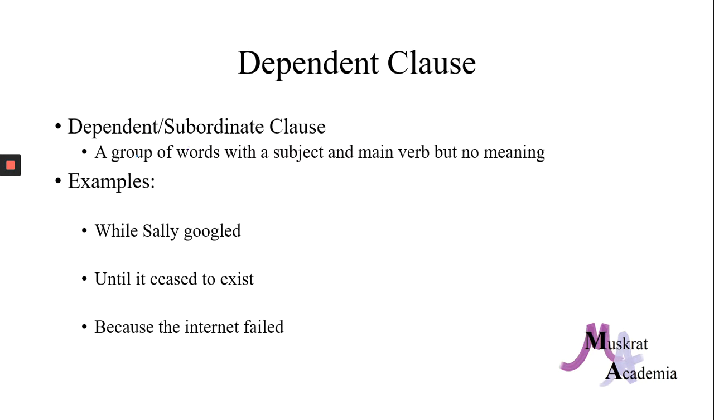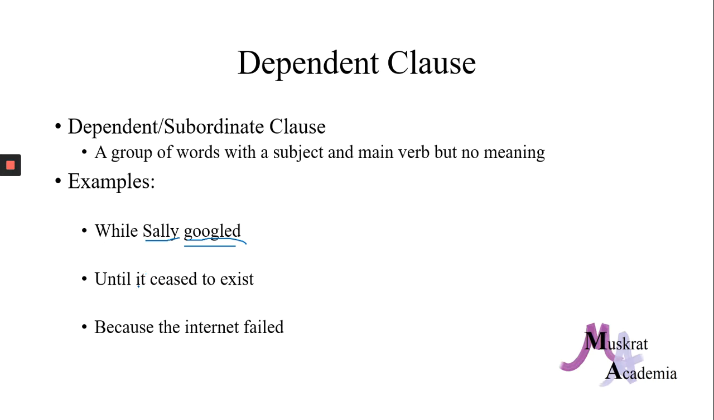So dependent clauses. A dependent or subordinate clause is a group of words with a subject and main verb, but no meaning. For example, while Sally Googled. What's our subject, Vortex? Sally. And our verb? Googled is correct. While Sally Googled. We know Sally, and we know that Sally is Googling, but while Sally Googled, something else was happening. And we're not told what that is. So this isn't a sentence because it doesn't have meaning. It's just a dependent clause.